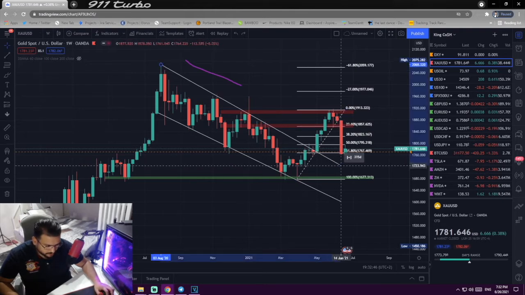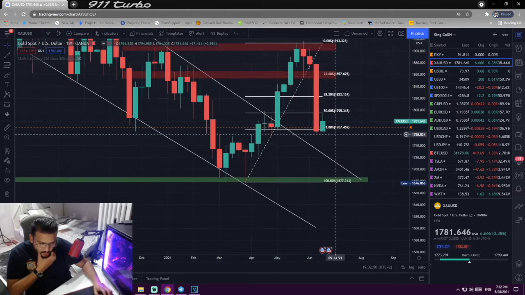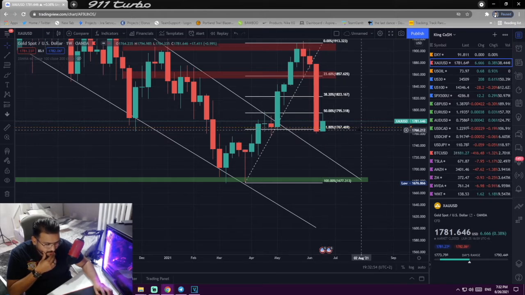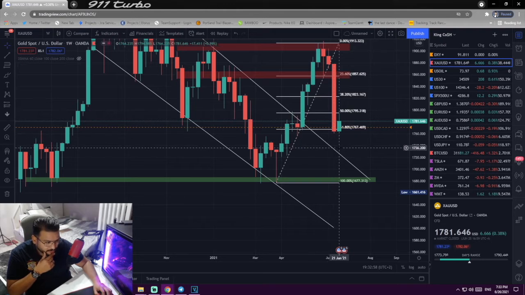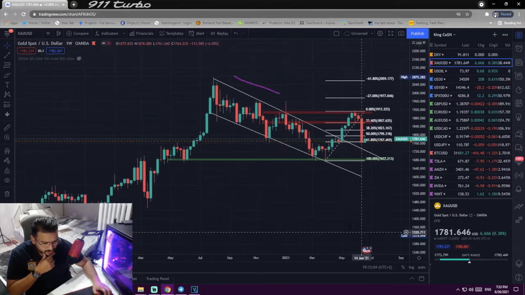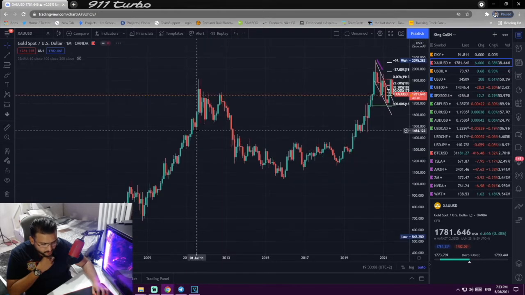Okay, let's work on this. So it's here. It's being supported at the Fib level, but how are we going to know if it's going to go down or not? If it breaks down here, it will continue that trend all the way down to 1677, because we have a strong support. I will show you something really nice. Let's go to the months, and it will all make sense right now.